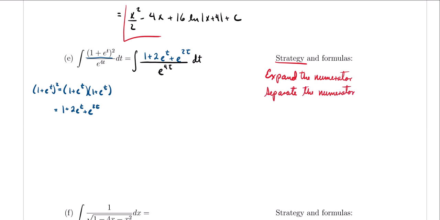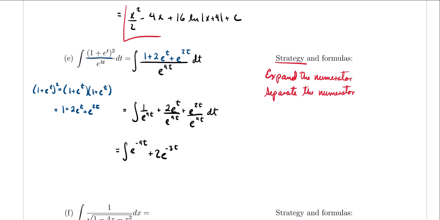So this is going to give us a new integral. It's going to be the integral of 1 over e to the 4t plus 2 e to the t divided by e to the 4t plus e to the 2t divided by e to the 4t. Now before integrating though, I think we can simplify it a little bit more, and this is going to give us the integral of e to the negative 4t, I'm just rewriting it here, plus 2 e to the negative 3t plus e to the negative 2t.